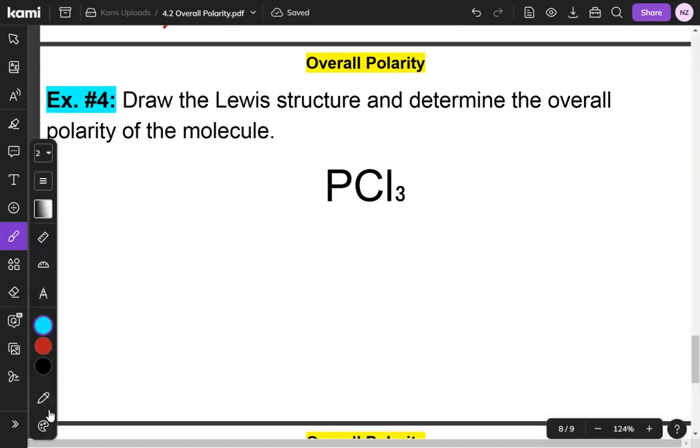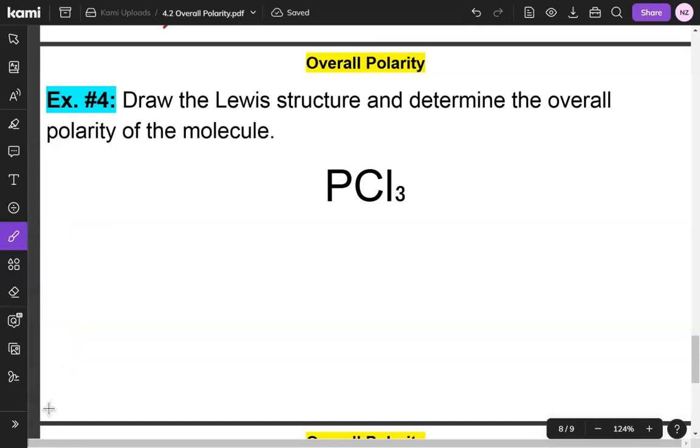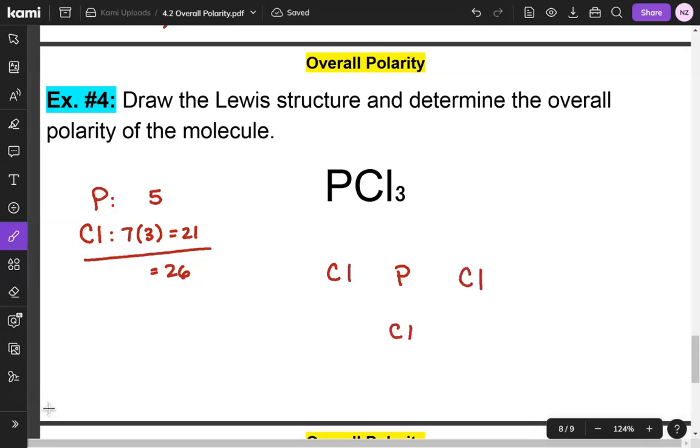Okay, next one we have PCl3. If we look at phosphorus on the periodic table, phosphorus has 5, chlorine has 7, but there's 3 of them. 5 and 21 is 26. Phosphorus is going to go in the middle because it is our singular atom. Single bond everything. 2, 4, 6.